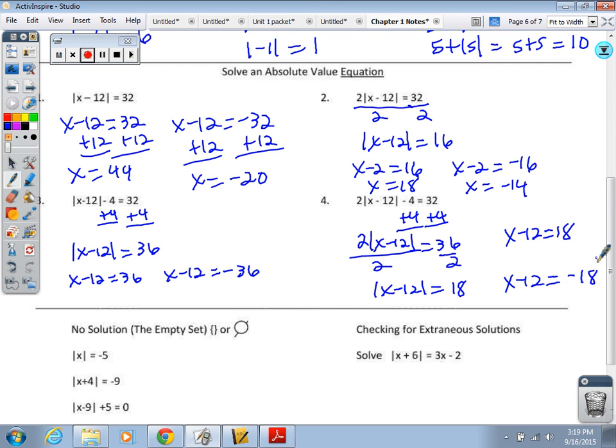So you notice we just went through, and the whole goal is always to get the absolute value by itself. So we used order of operations to do that, and you will always get two answers.